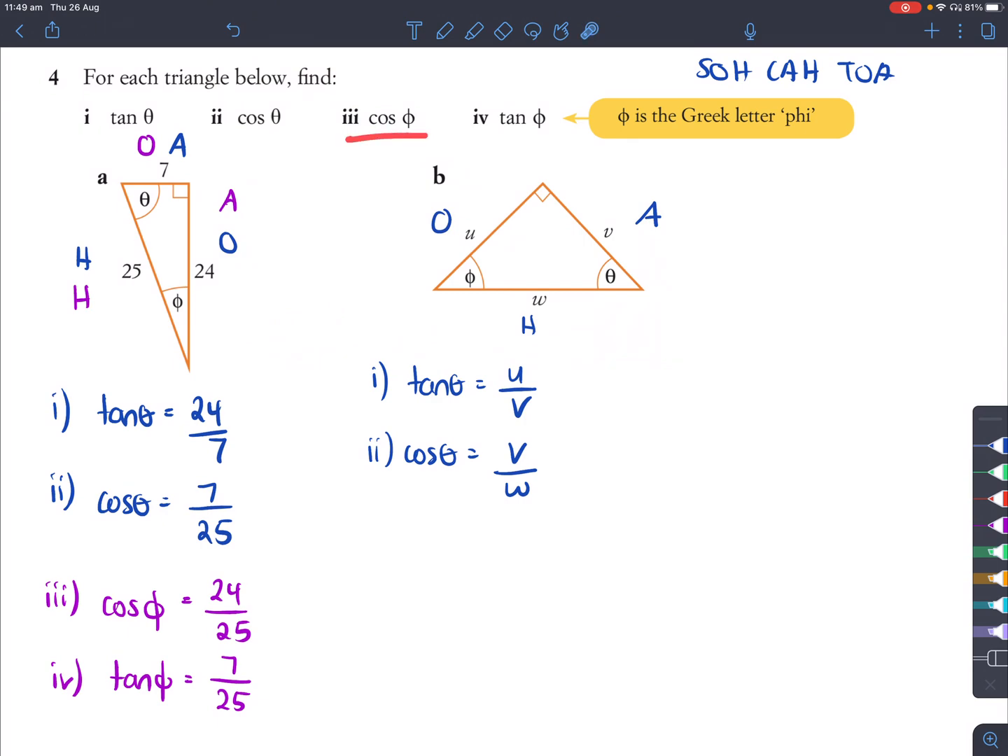Then we have a look at what cos phi is. Because we're now using phi as our reference angle, the h here is still our hypotenuse, but directly opposite the phi is now our new opposite, and right beside the phi and the 90-degree angle is our adjacent side. So cos phi is going to be adjacent over hypotenuse, which in this case is u over w. Part 4, tangent of phi is going to be opposite over adjacent. So the opposite side to phi, as we can see here, is v. The adjacent side is u. That's v over u. And that's it for the examples for question 4.